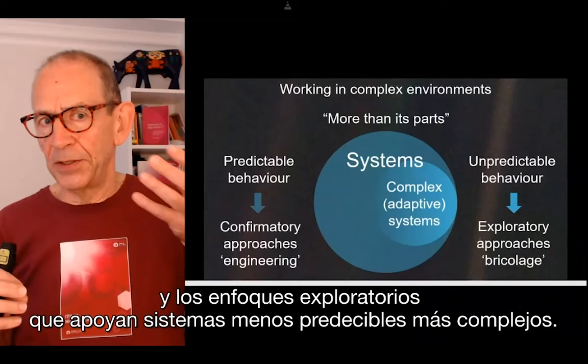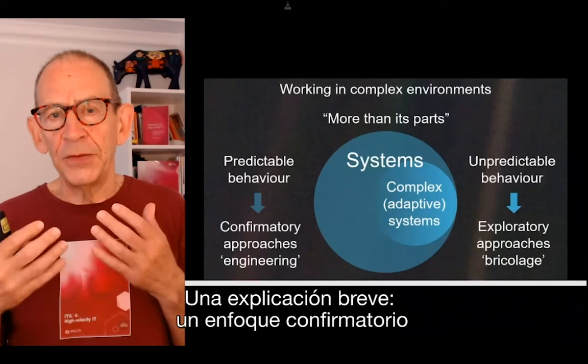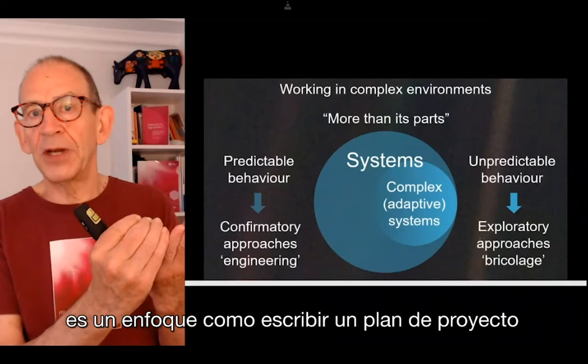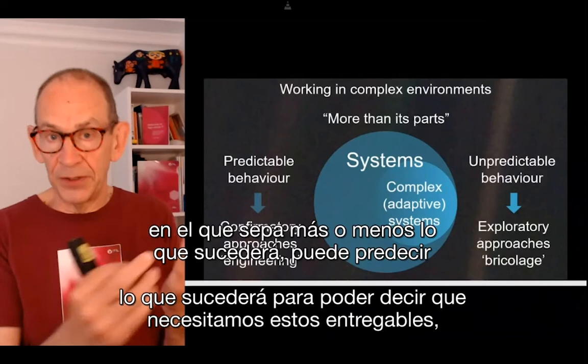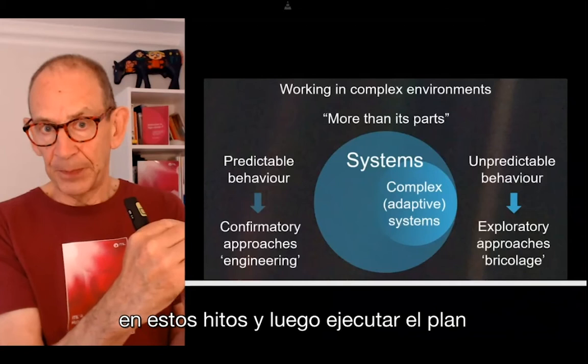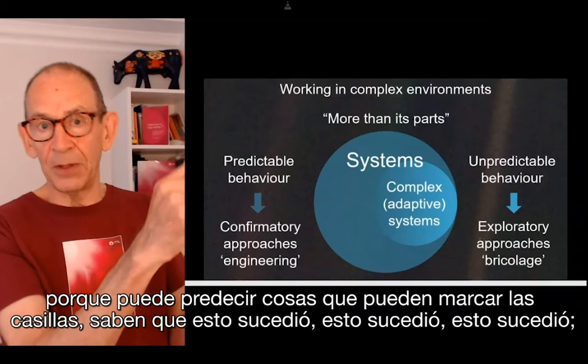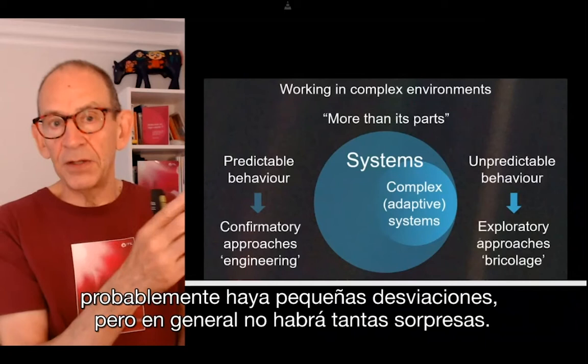Slight explanation: a confirmatory approach is an approach such as writing a project plan, where you know more or less what will happen. You can predict what will happen. So you can say, we need these deliverables at these milestones. And then you execute the plan. And because you could predict things, you just tick off the boxes. You say, this happened, this happened, this happened. There are probably minor deviations, but in general, there weren't that many surprises.